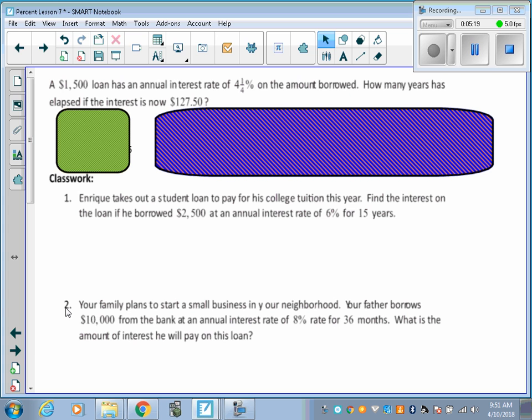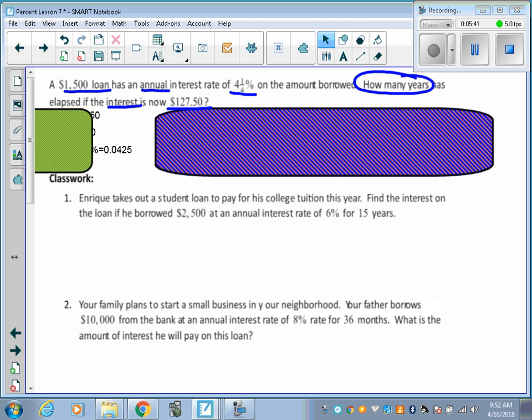So, last example, a $1,500 loan. You're borrowing $1,500 from the bank, with an annual interest of 4.25% on the amount borrowed. How many years, again, we're looking for time, has elapsed if the interest is now $127.50? So again, figuring out what we have. We know the interest is $127.50. We know the principal that you borrowed is $1,500. And we know the interest rate was 4.25%, which changes to 425 ten-thousandths in this case. And then time is X, we don't know.